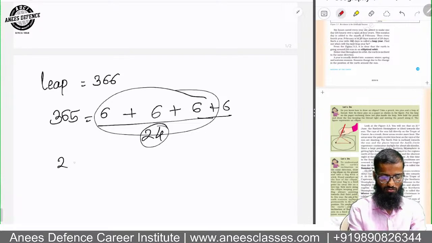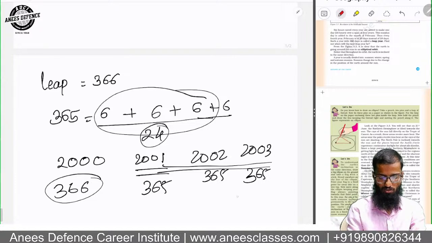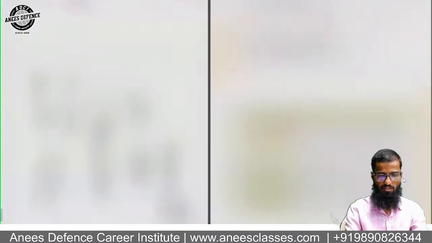For example, let us say 2000 is a leap year. Then 2001 will be 365 days. This will be 365 days. This will be 365 days. So after these 3 years, again in 2004, you will have 366 days. So the year which has 366 days is called a leap year.